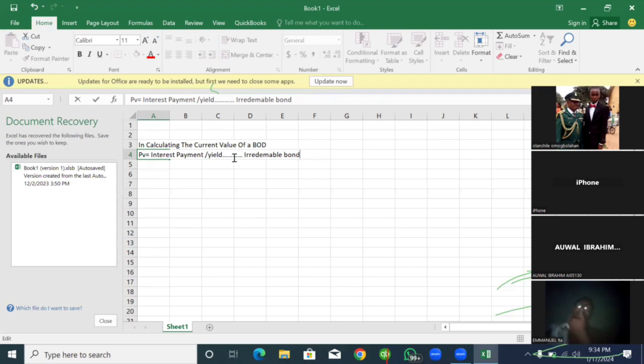Let's go to redeemable bond. We will take an example for each.